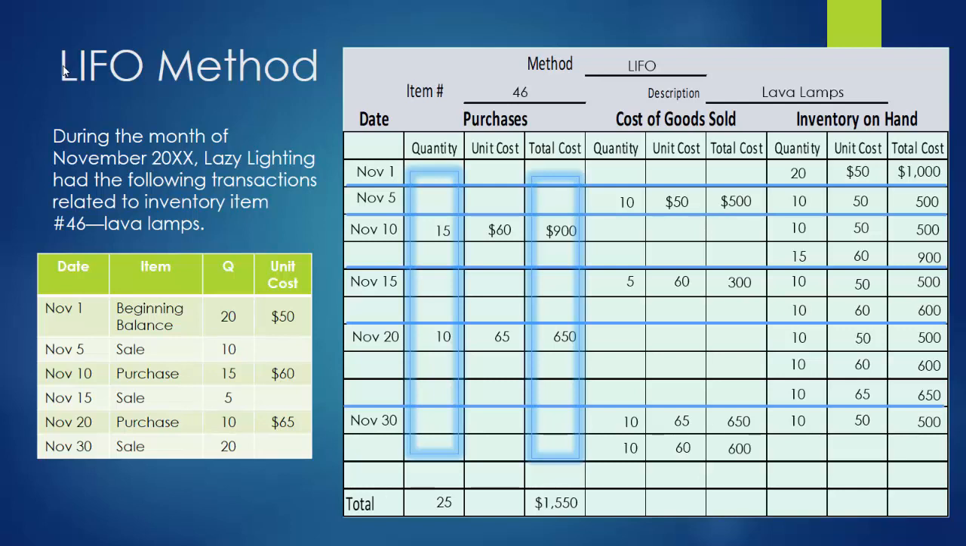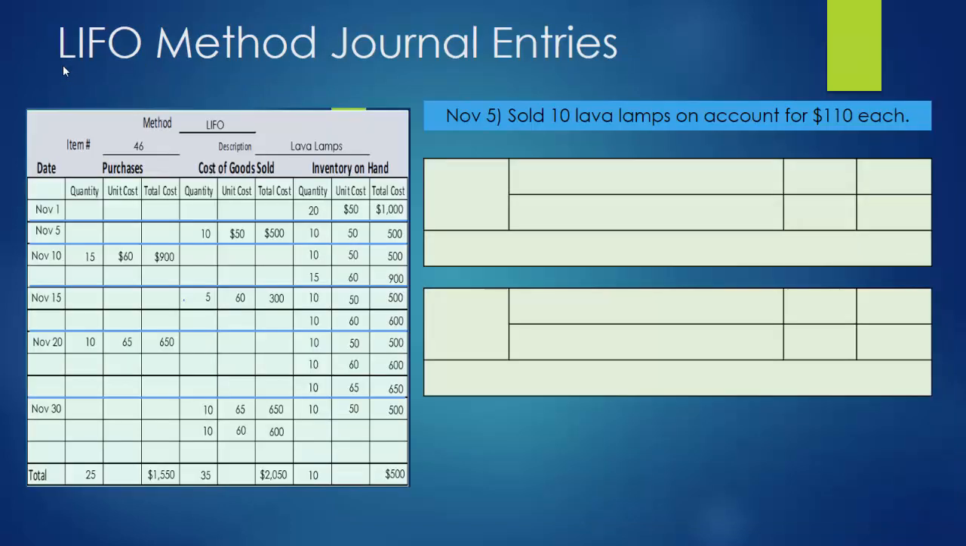The only thing that's going to change is your cost of goods sold and your inventory on hand at the end of the period. Yes, we still sold 35 lava lamps, but now we recorded a total cost of goods sold from these lava lamp sales of $2,050. And for our inventory on hand at the end of the period, all we've got left is 10 lava lamps, which we're going to report on our books as having a cost basis of $500.